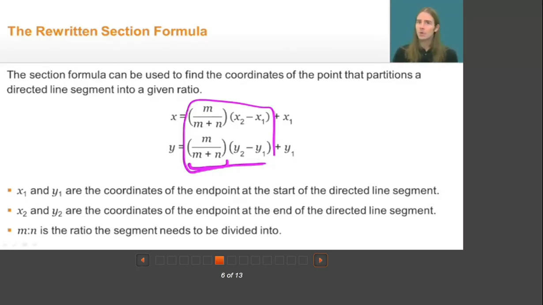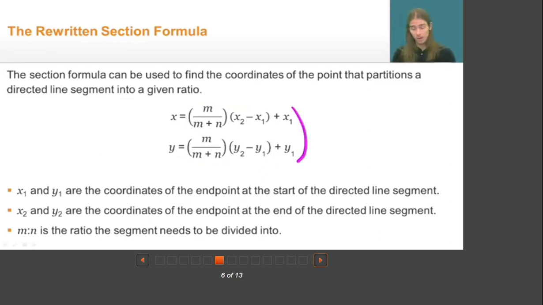Bear in mind that m over m plus n is actually the part-to-whole relationship representing that same exact ratio. After we've done that, what we do is we add on the initial point by adding on x1 and y1. Those are the coordinates of the starting point of the directed line segment. When we have the formula in this form, it is pretty straightforward to use. Let's take a look at an example.